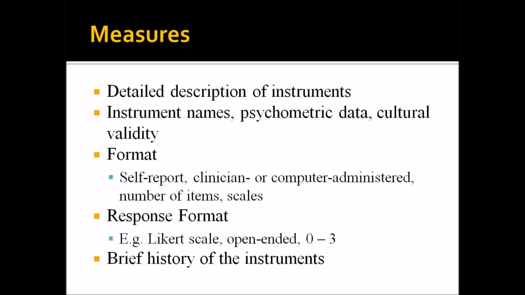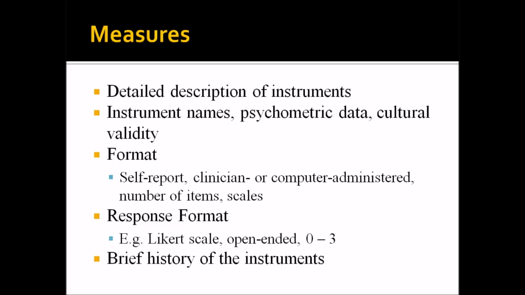In the measures section, you will want to include the instrument name or names, the psychometric data of the instruments, for example, the reliability and the validity. And you want to show how there's cultural validity for the cultures represented in your participant groups. You also want to discuss the format of the measures. Are they self-report? Are they clinician or computer administered? How many items are in each instrument? What are the scales that the instruments are supposed to be measuring?